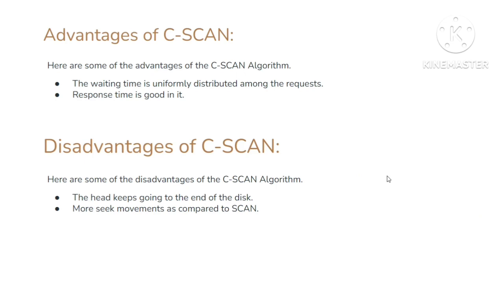Next one is the disadvantages of C-SCAN. The head keeps going to the end of the disk. This is the main disadvantage. The head keeps going to the end of the disk. This disadvantage leads to the evolution of the next algorithm, that is the LOOK algorithm.